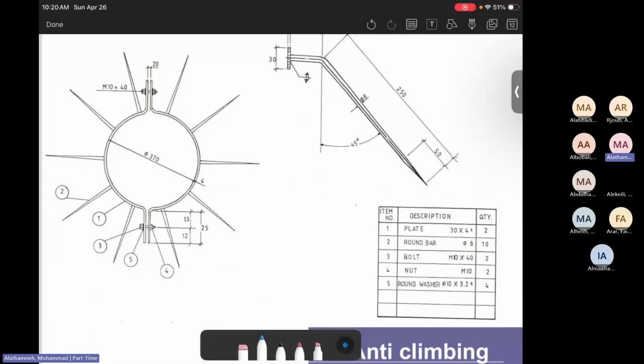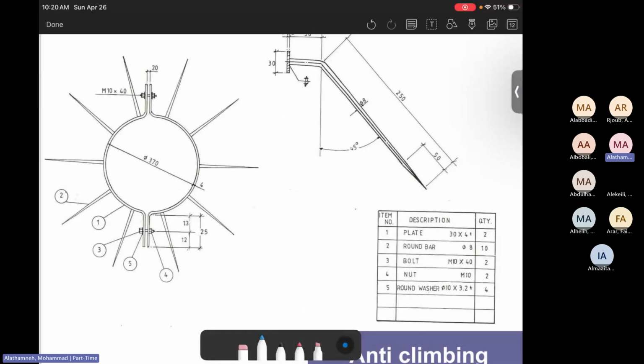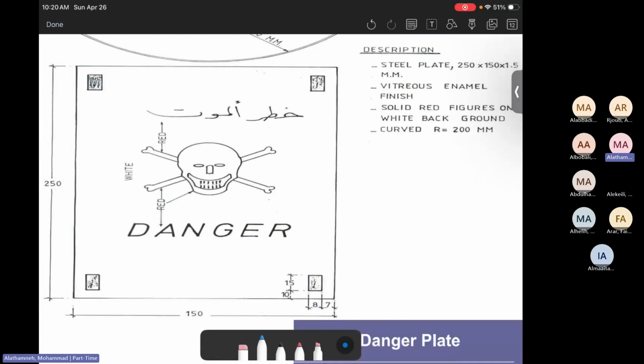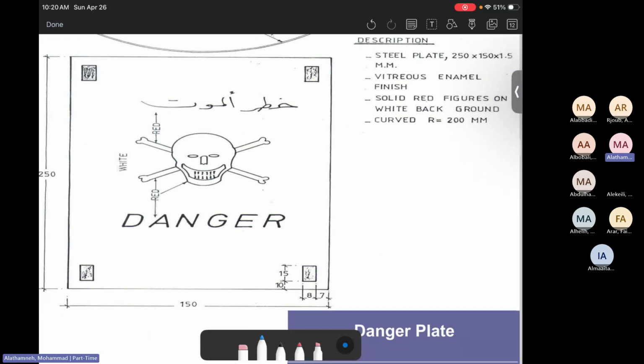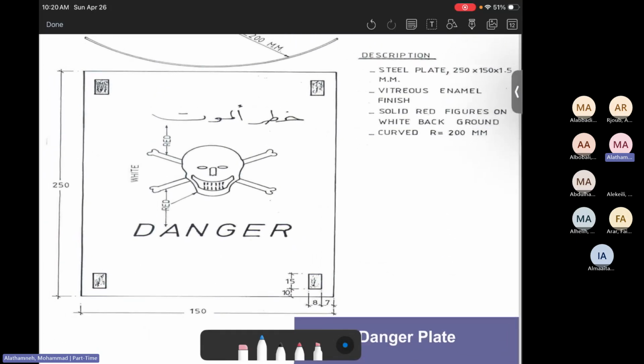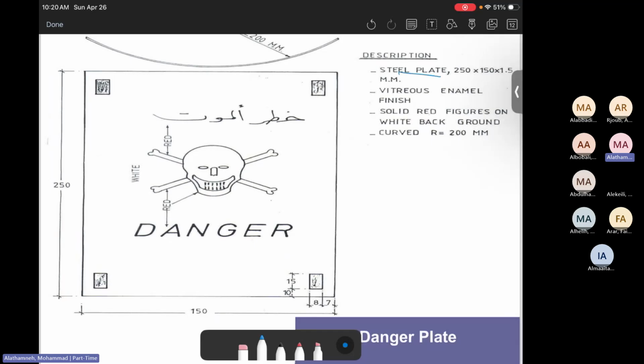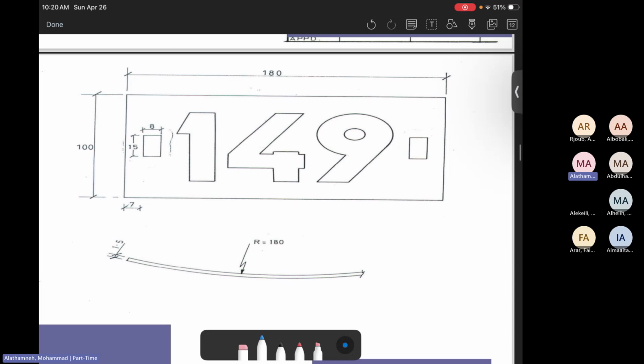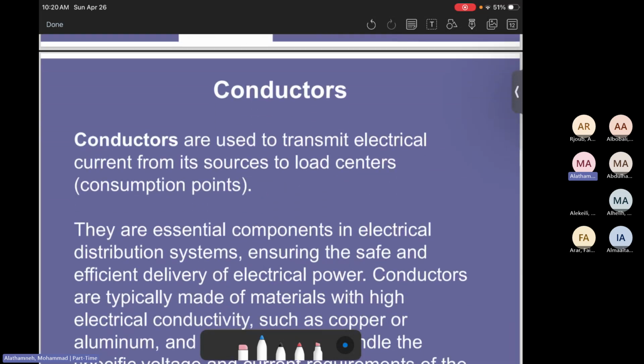Now, here is how the anti-climb looks. It's very similar to what we saw before. Then here is the danger plate as well, how it looks. This is the standard of it, which is made from steel plates. Then this is the number plate as well, which should be attached to the tower.